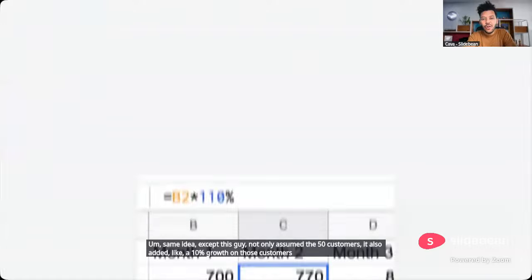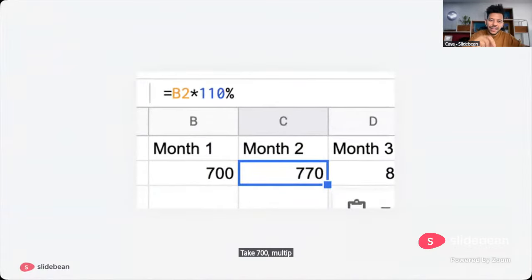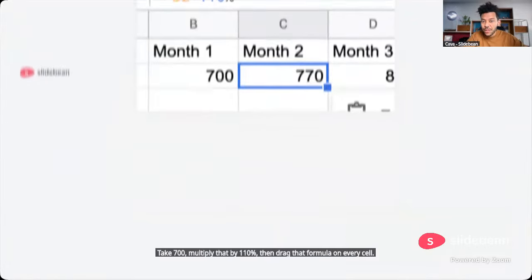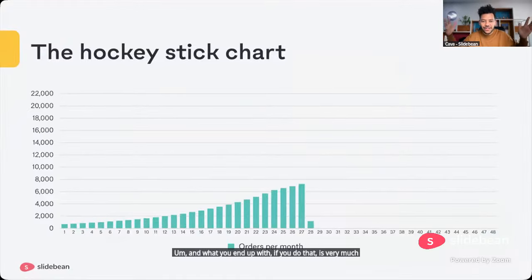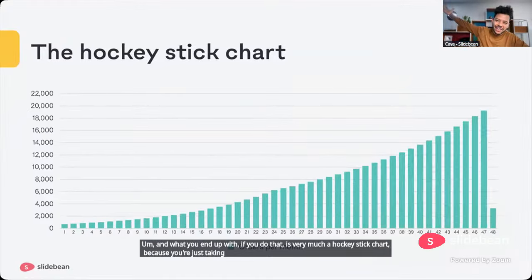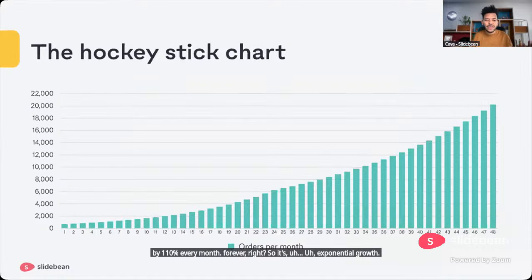So what you would do on a spreadsheet is basically take 700, multiply that by 110%, and then drag that formula on every cell. And what you end up with, if you do that, is very much a hockey stick chart, because you're just taking a number and multiplying it by 110% every month forever, right? So it's exponential growth. But why doesn't that work, right?